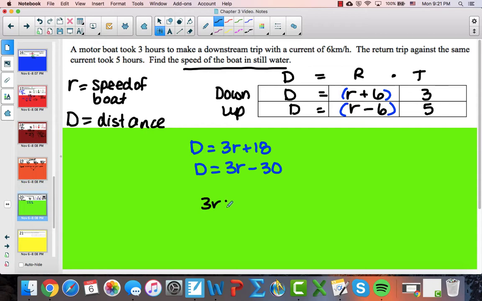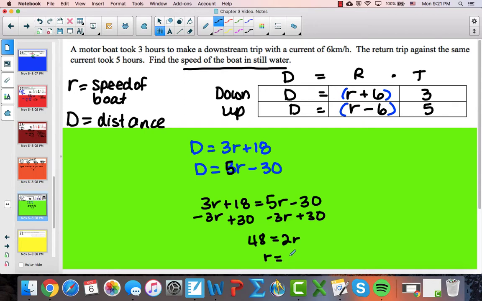So 3R plus 18 equals, oh, sorry, this should be 5R. 5R minus 30. Sorry about that, guys. All right, so I'm going to subtract 3R, and I'm going to add 30. And I get 48 equals 2R, so R equals 24. So the speed of the boat is 24 kilometers an hour. And that's all it's asking me to find.